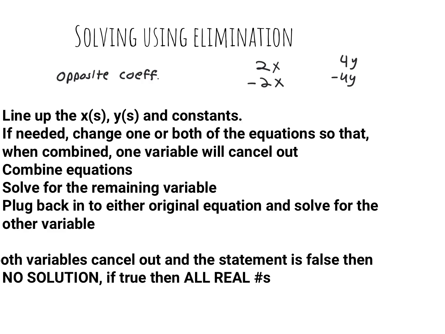We're going to try to get opposite coefficients if they are not there already. To do that, you're going to multiply one or both of your equations by a number so that they get the same number, just opposite signs. And then once you do that, you're going to combine your equations, solve for whatever is left over, and then plug whatever number you get back into the original.